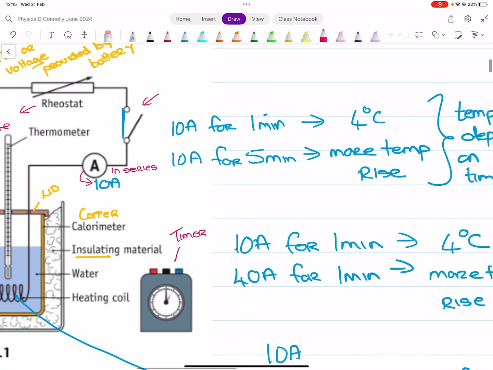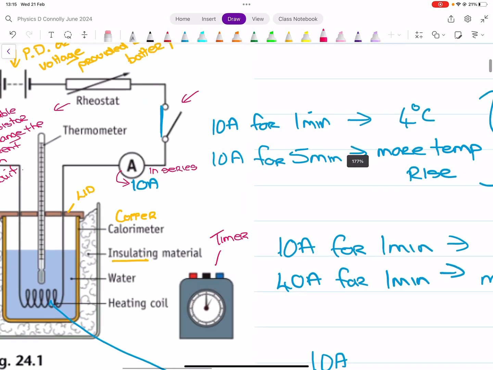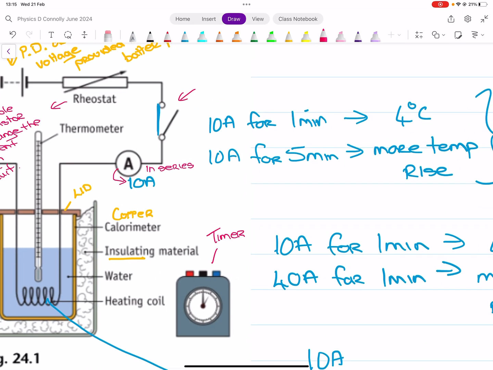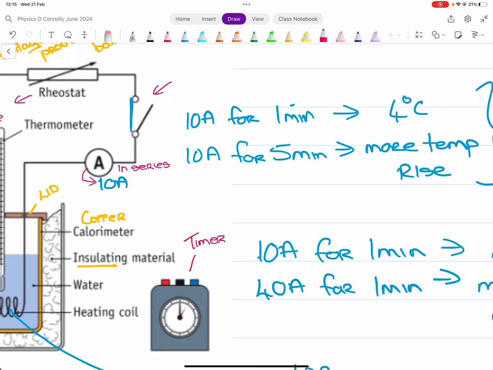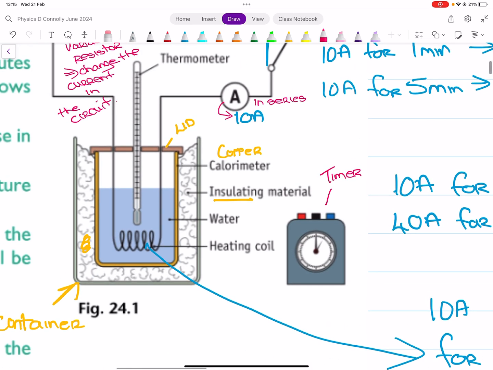Okay, so I've got 3 little experiments over here. You can let 10 amps flow for 1 minute, and I am saying that the thermometer would record a 4 degrees Celsius rise in temperature. Because you let 10 amps flow, it's going to flow in here through the coil, and that's going to heat the water up.